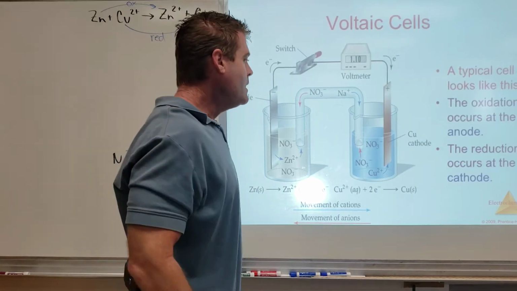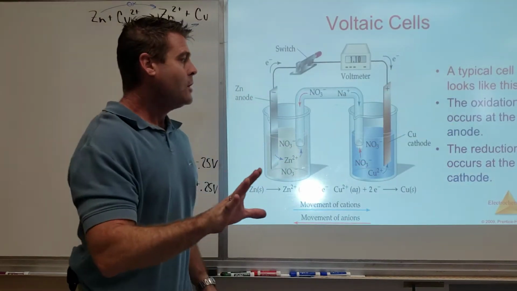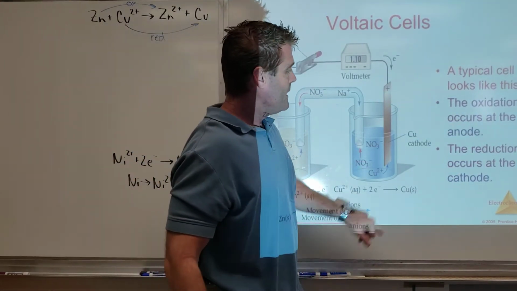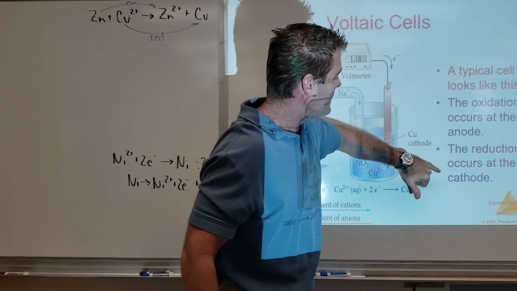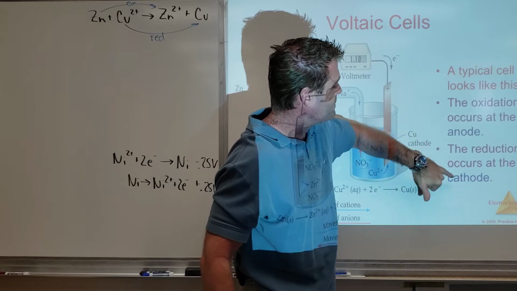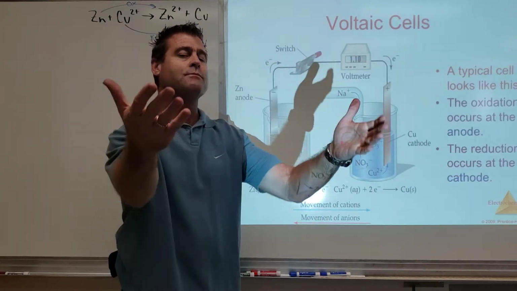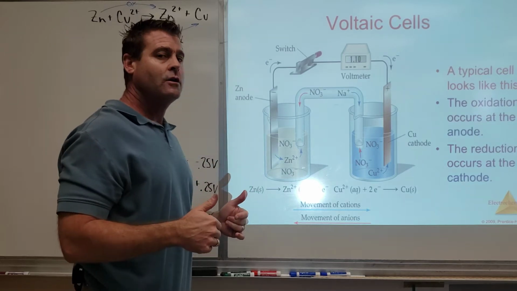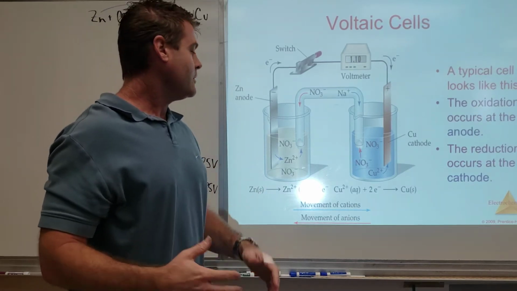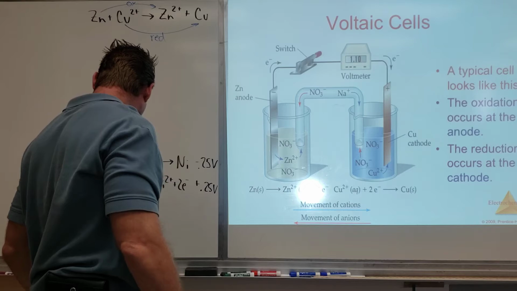Okay, and to help you remember where that occurs, this is how I always remembered it. Think about oxidation, anode, they both begin with a vowel, O and A, and then think reduction, cathode, those both begin with a consonant. So that's my way to remember: oxidation occurs at the anode, and reduction occurs at what's called the cathode. Okay.